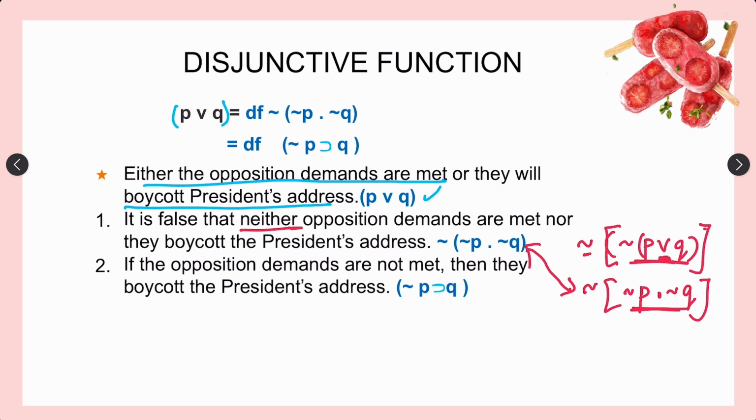So in this case it is false that neither opposition demands are met nor the boycott of the president address. So again this will be a form of negation P dot negation Q. Now change it to horseshoe form. In that case if the opposition demands are not met, then they will boycott the president address. So again not is negation, and then if-then is horseshoe, and then Q. So this is the case of disjunctive function.